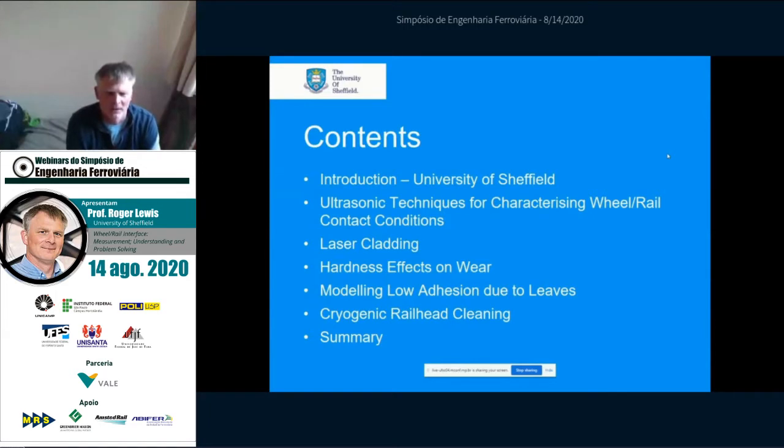And then a bit at the end about modelling of friction in the wheel-rail interface, here specifically focused on low adhesion due to leaves, which I'm sure everybody has heard is quite a big problem for the UK. And it certainly is a problem in other parts of the world as well. So I'll go over some models that we've built and then look at a technique which we're pioneering at the moment to clean rail heads to give more controlled levels of friction.